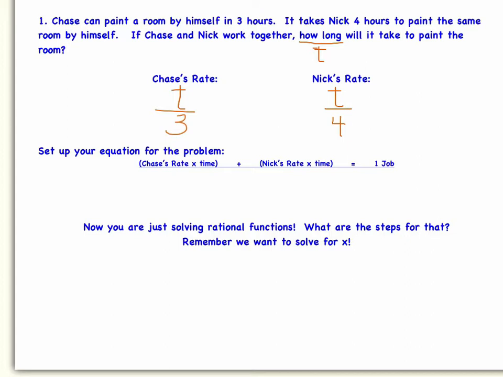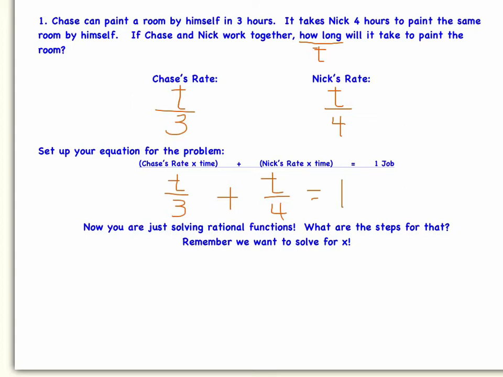In order to set up the equation to solve this problem, we need to understand that we need to combine or add the 2 rates. And together, those 2 rates will equal one job. So here we go. We will take Chase's rate, T over 3, and we will add it to Nick's rate, T over 4, and together it will equal one job.